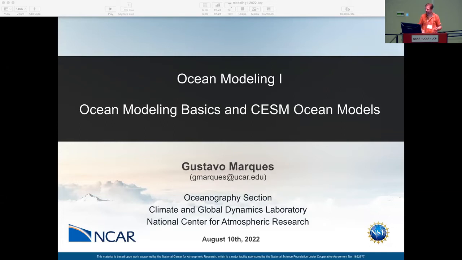Gustavo Marquez was actually the tutorial chair last year, so he's had a lot of experience in this role. You're the liaison for the Ocean Model Working Group, that's correct? Yeah. And he's been fundamental in terms of getting the transition from POP to MOM going. I'll let Gustavo take over and give you some ideas about ocean modeling.